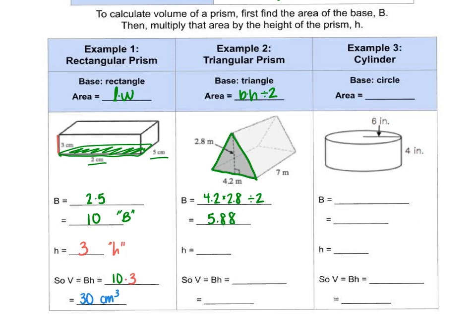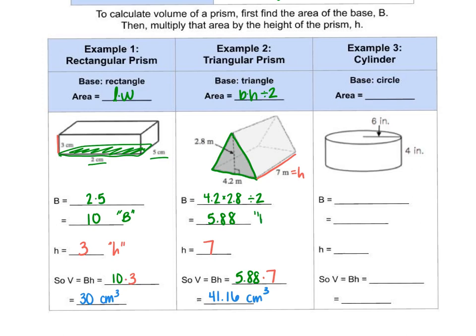Now here, the height has to be from triangle to triangle. So this one's kind of laying on its side, but this 7 here would be my height because that takes me from base to base. So to find the volume of this, I'm going to be taking the area of that triangle, so my 5.88, times my height of that prism of 7. And that gets me a final volume of 41.16. So you'll see, even in these first two, the process is the same.